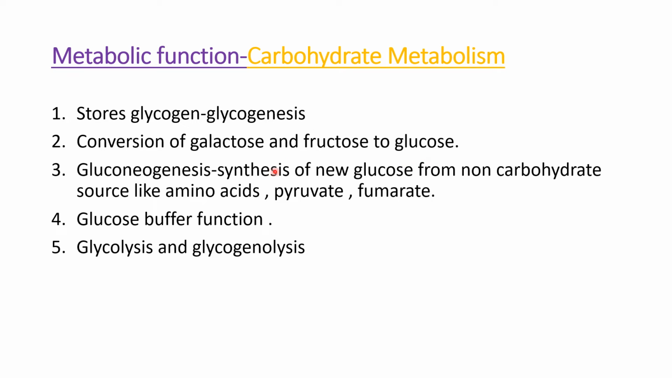And how is it going to produce an extra amount of glucose? By gluconeogenesis, which is a synthesis of new glucose from non-carbohydrate sources like amino acids, pyruvates, and fumarates. And there are other cycles like glycolysis and glycogenolysis also occurring here. And what is the stimulating factor for glycogenesis? Yes, it's the insulin, which is secreted from the pancreas in a well-fed state.